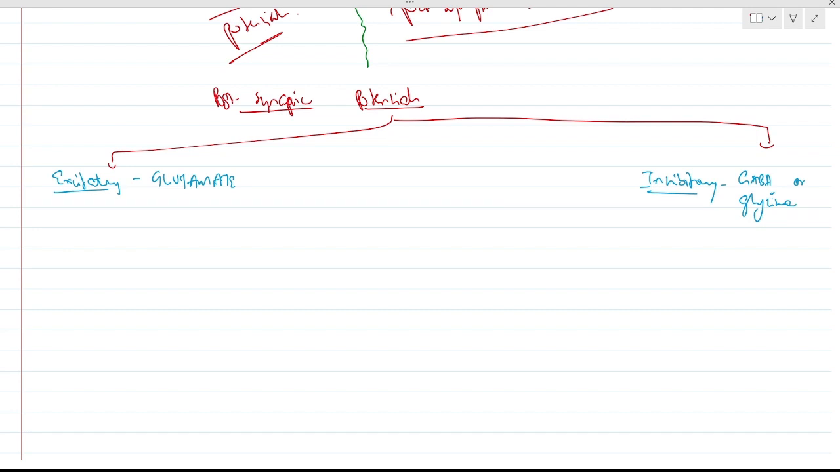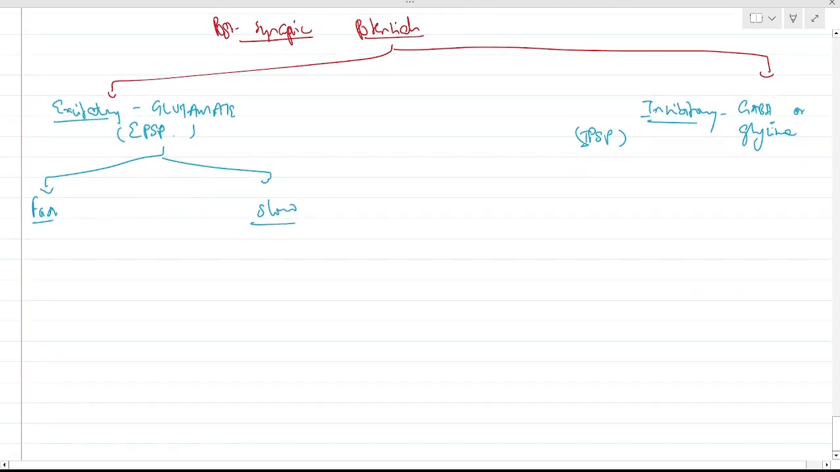Now this excitatory one, due to glutamate, is called EPSP, excitatory postsynaptic potential. Inhibitory is IPSP, inhibitory postsynaptic potential. Now each is again of two types: fast and slow.